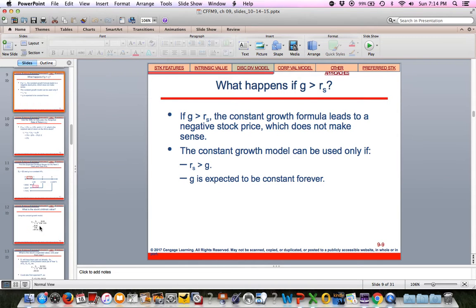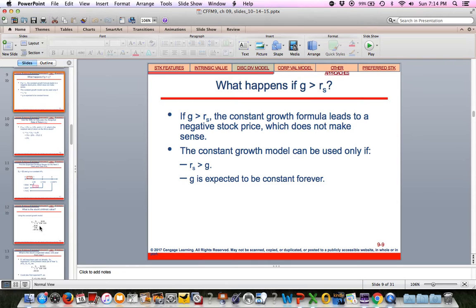So what happens if the growth of a dividend is greater than the rate of return on the stock? The constant growth formula leads to a negative stock price, which does not make sense. The constant growth model can only be used if the required return, the rate of return on the stock, is greater than the growth, if growth is expected to be constant forever. So it can't be used for all situations.